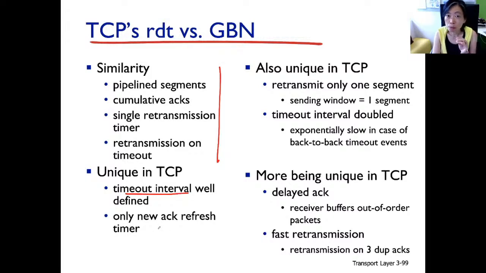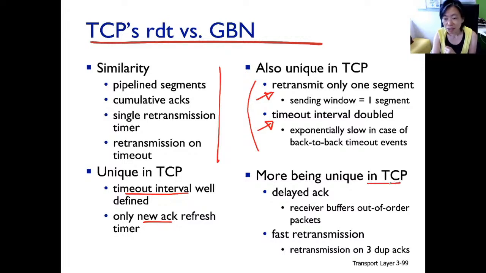TCP is also a little bit more performance conscious, so the timer will only get refreshed when there is a new ACK. When there is a duplicate ACK, the timer does not get refreshed anymore, unlike in Go-Back-N. TCP is not only doing reliable data transfer, it also does congestion control, flow control, and everything else. Therefore, we see when there is a timeout, the congestion window is only dropped to 1, and the timeout interval could be doubled.